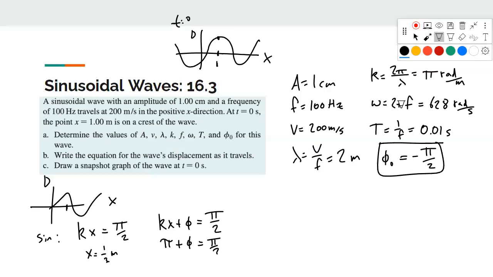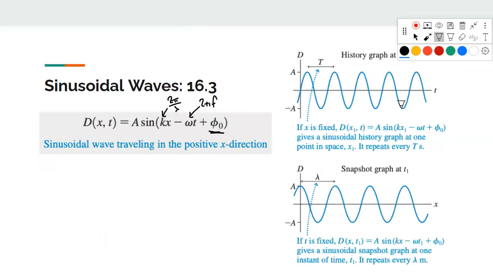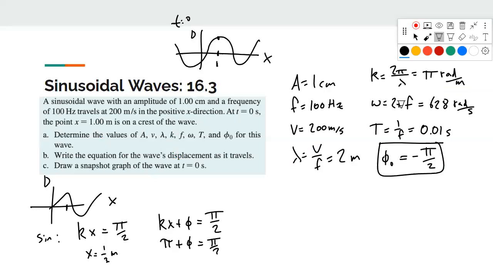So depending on if they tell you information about the snapshot graph or the history graph, you'll have to use either the kx or the omega t portion to find the phase. You can see how the phase is in here in the argument. It's added to the kx and to the omega t parts, so it affects them both. And if they tell you something like in this problem, where they say that at time 0, 0.1 meters has a maximum displacement, that's telling you something about a snapshot graph.